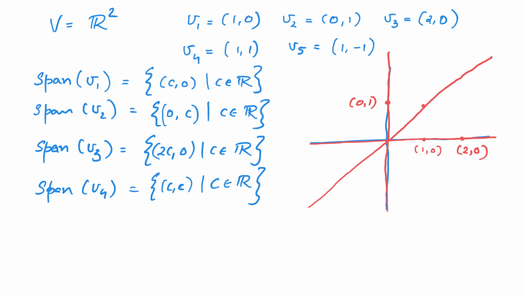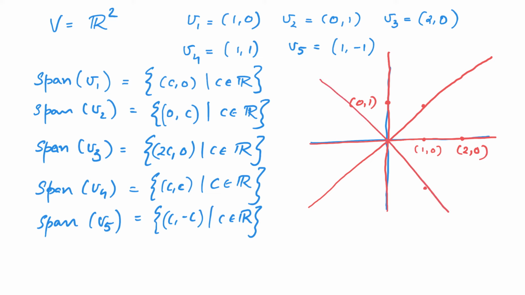Now let us look at the point (1, -1). Where does the point (1, -1) belong? It is here. And the span of v5 is equal to the set of all (c, -c) such that c belongs to R. This is the line y = -x. That is this line.